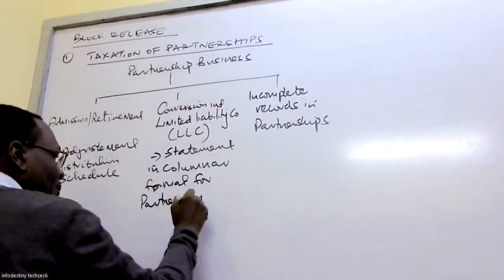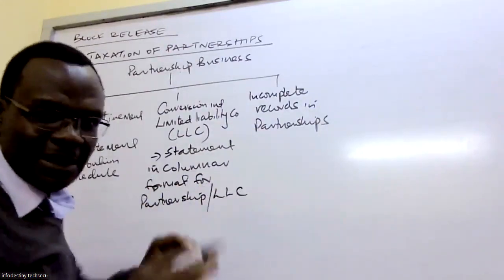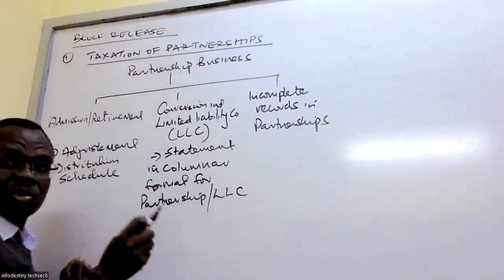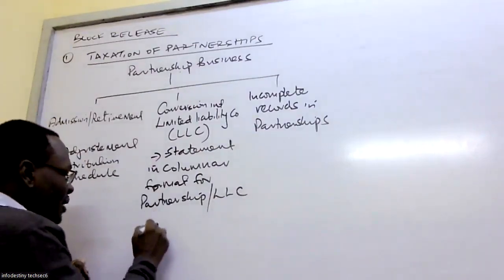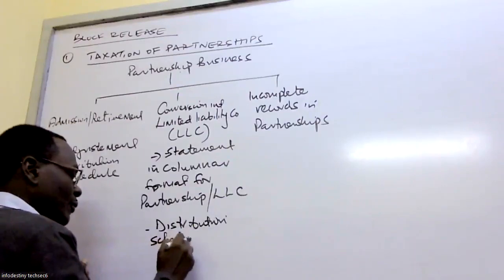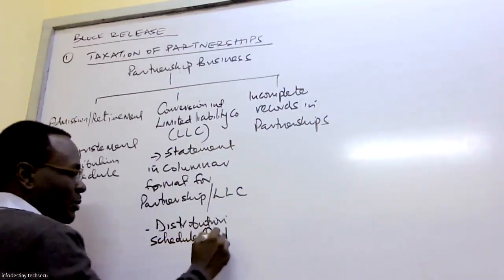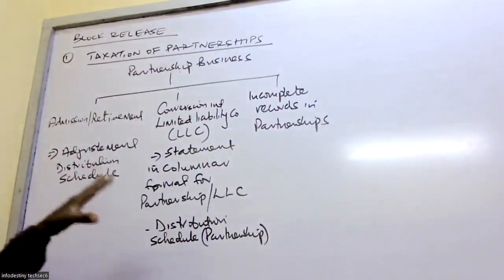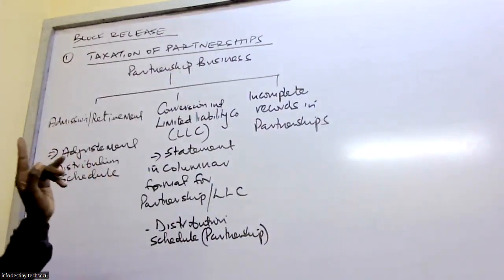So that the revenues or whatever belongs to the limited liability company will go to the company column. But in the end, for the partnership, you must again prepare a distribution. Only for the partnership, you prepare a distribution schedule, for the partnership column only. For the limited company, any income will be added to the company and subjected to the corporation tax rate.